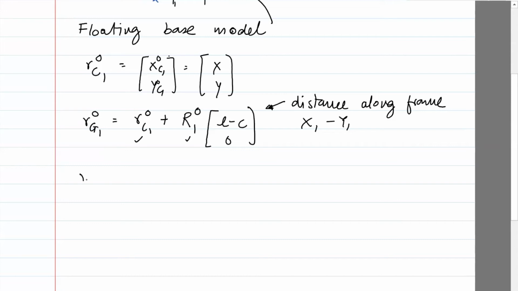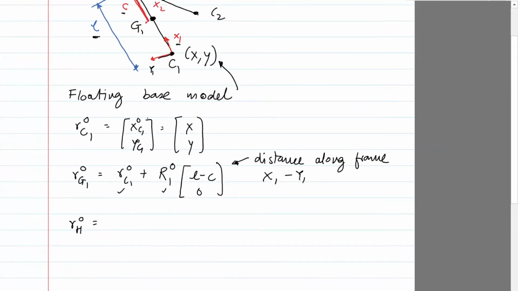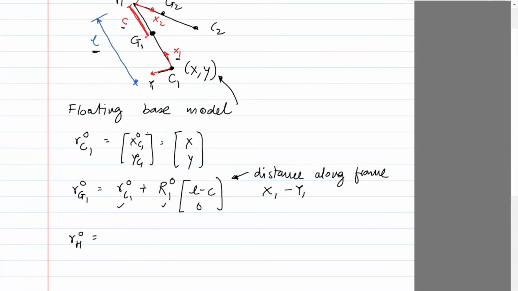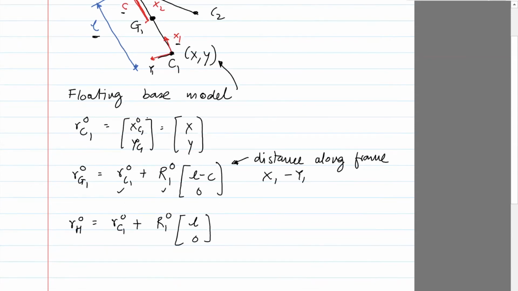So then we can find the position of RH0, and if you look at the figure, that follows from G1. You essentially have to do the same thing as G1, so it'll be RC10 plus R10 times the distance of H from C1 in frame 1. So that's going to be L for the X and 0 for the Y. Okay, so let's keep doing this.